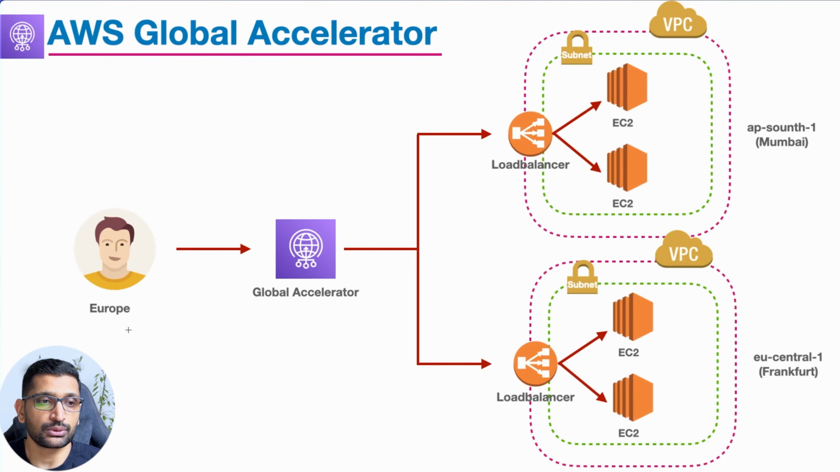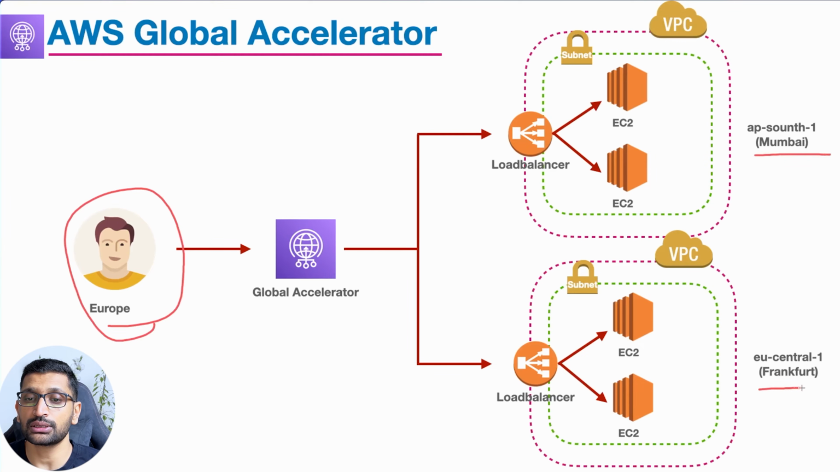For example, suppose your user is in a Europe location and your application is deployed in Asia, Mumbai, and one in Frankfurt, which is in Europe. Then how will you serve the request for that particular user? The obvious answer is the nearest location, which in this case is Europe, from Frankfurt. So the Global Accelerator will help you redirect that user request to the nearest location so that you can save latency and serve that request to that particular user in a quicker and faster manner.